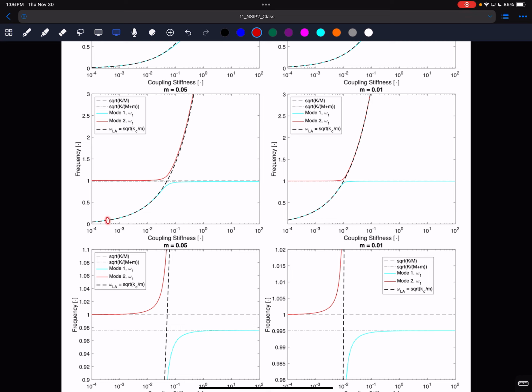Over here, actually, the motion is isolated to the attachment. Over here, the motion is isolated to the primary oscillator. Over here, the motion becomes isolated to the attachment, and then over here, they become the same.